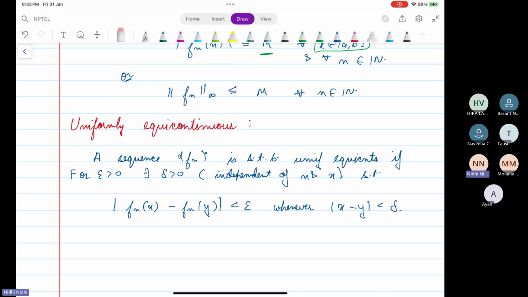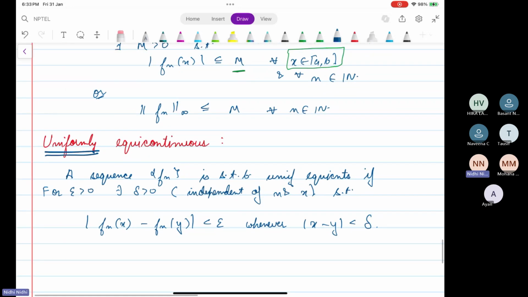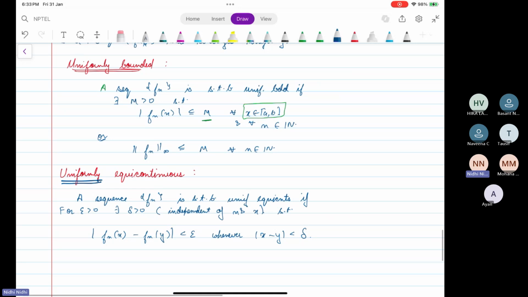Again, here also our epsilon and delta are independent of x. That is why we have uniform continuity. So I hope the terms uniformly bounded and uniformly equicontinuous are fine with everyone. It is similar to a Cauchy sequence, Cauchy convergence in the uniform norm, the sup norm. Something like that we can say.